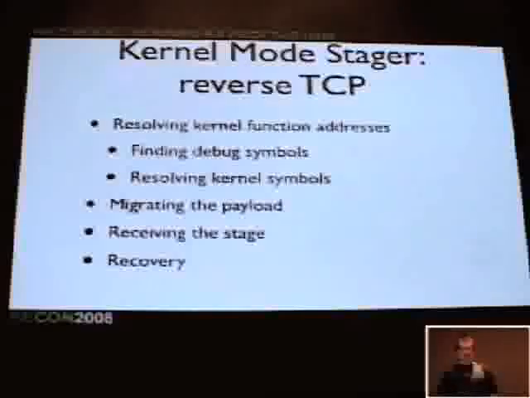So I present the kernel mode stager, the reverse TCP one. A quick overview: how to resolve the kernel function addresses by finding the debug symbols, how to resolve those symbols, how to migrate the payload, which is useful to not crash the full OS, and how to receive the future stage.